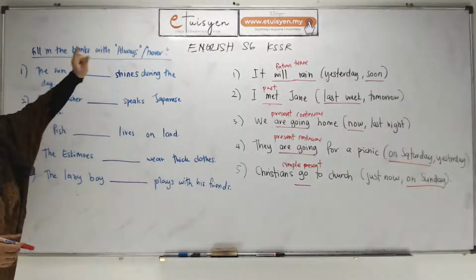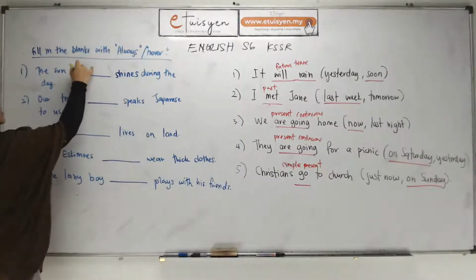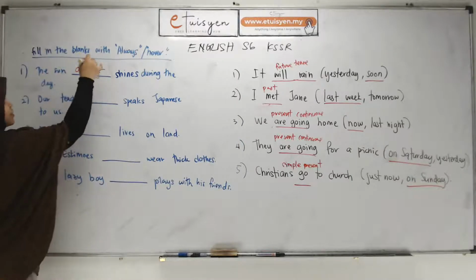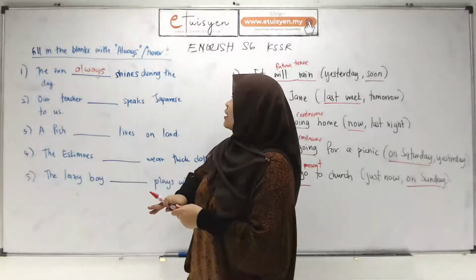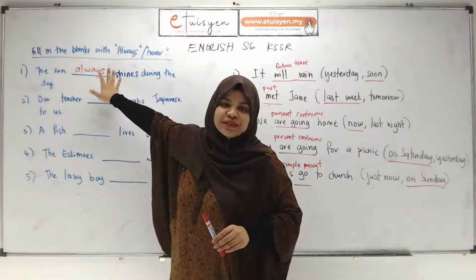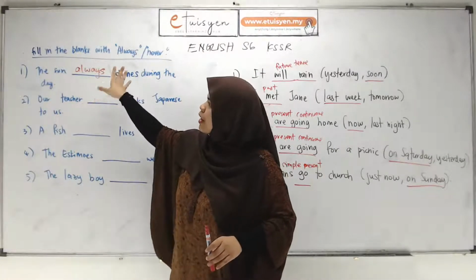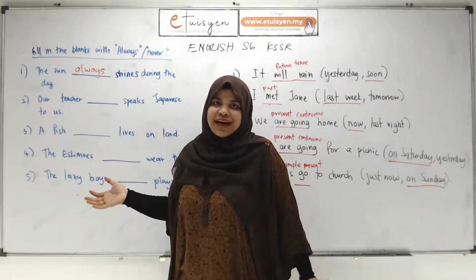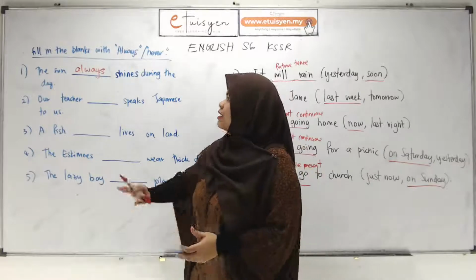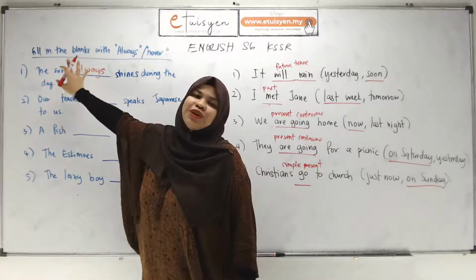So here, always. The sun always shines during the day. Mana ada never. Kalau nak guna never, the sun never shines during the night. Memang dia tak keluar malam-malam. But it always shines during the day.